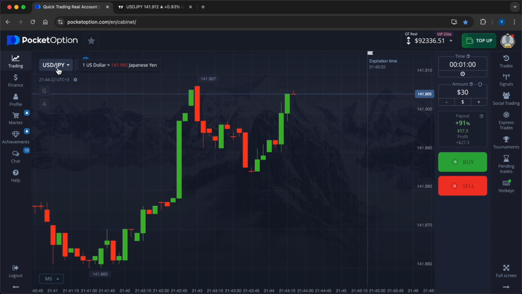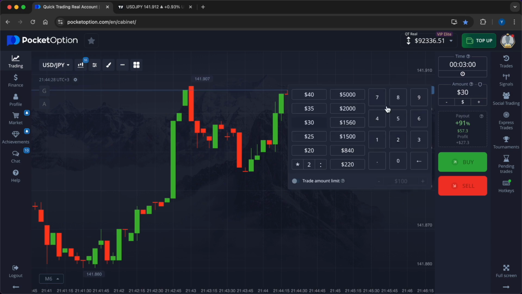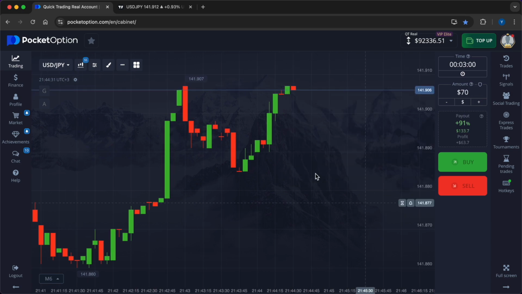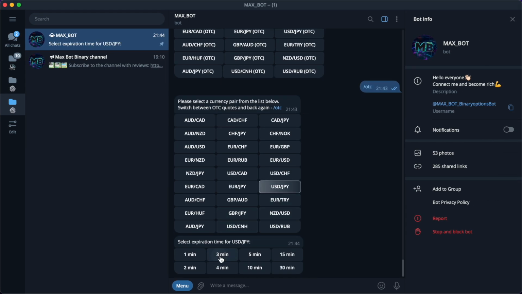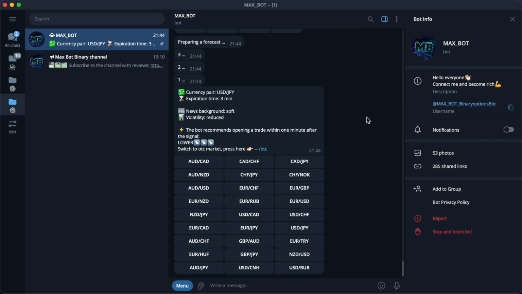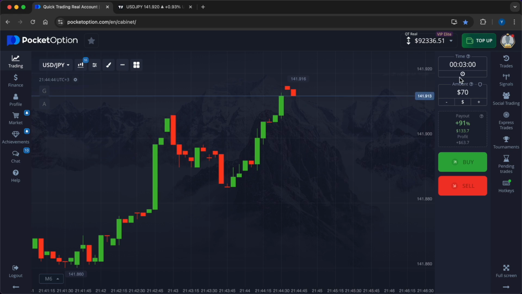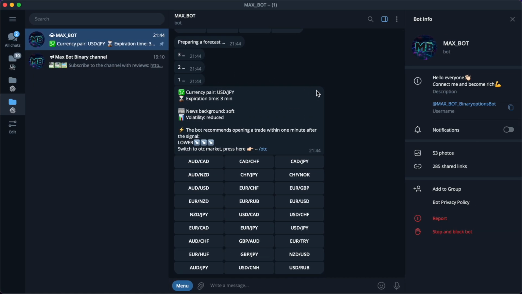I will now demonstrate its power to you. I will enter several trades using his signals. The first operation will be conducted on the currency pair dollar, Japanese yen. The expiry time will be 3 minutes and the investment amount will be $70. I get a signal from the artificial intelligence very quickly. The robot issued a recommendation, lower. In this case it is necessary to press the red button on the Pocket Option broker.